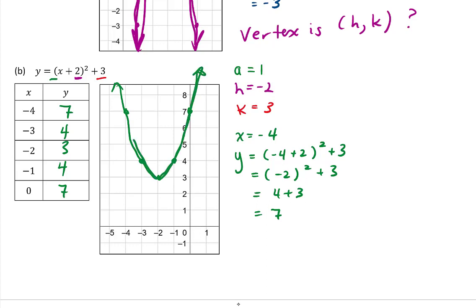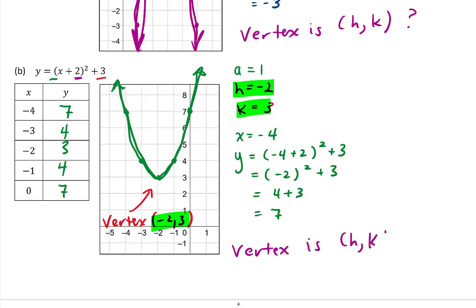And if we graph this parabola, we see our vertex here is at (-2, 3). And indeed, that matches our h and k value. So once again, we see our vertex is whatever our h and k value will be. This is called vertex form because in the form you have the coordinates of your vertex.